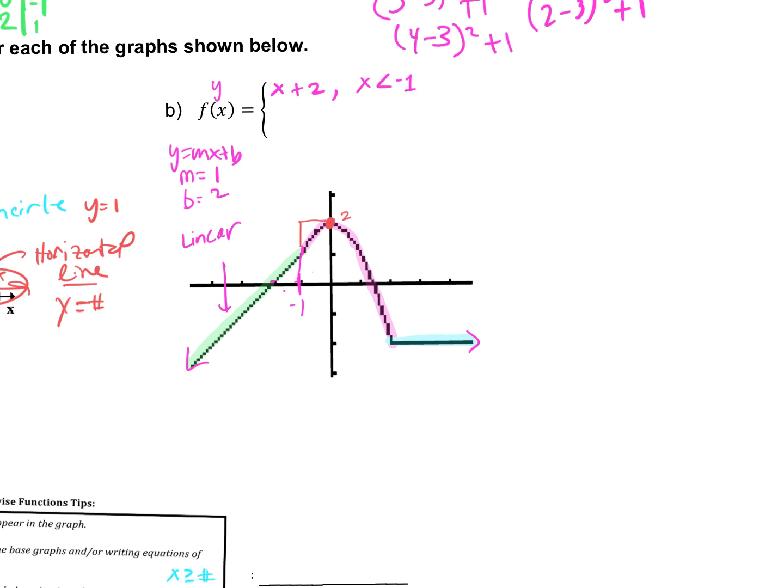Okay, now let's look at the next part. Let me erase this extra stuff. All right, so my highlighter came off there. So this is this part here. Now this starts right here. That's -1, 2, and it ends here. Okay, so this is actually a 2. So what we want to know is the graph. This is a quadratic.